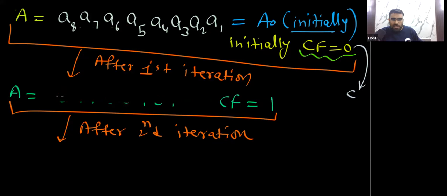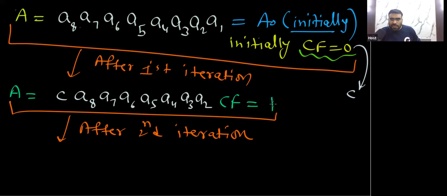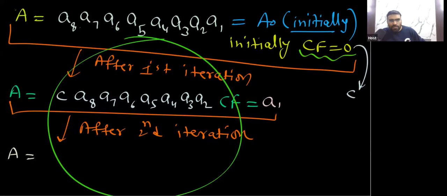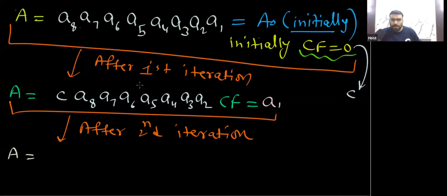So you tell me, after the first iteration, what will happen? You can notice this will become C, A8, A7, A6, A5, A4, A3, A2. And the carry flag will become A1. Yes or no? After the second iteration, what will be the A? Remember, no other instruction is affecting the carry flag now. When you again come back to RRC, what will happen?